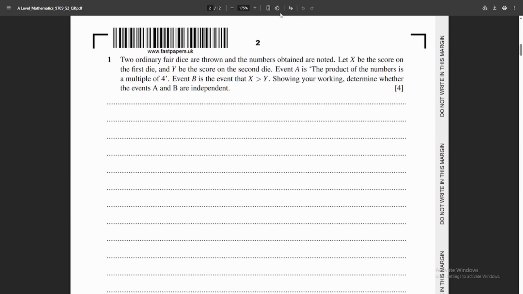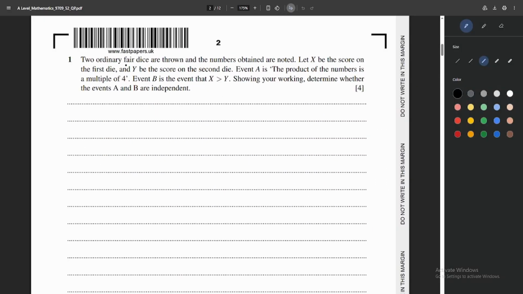So our first question: we have two fair dice that are thrown and the numbers obtained are noted. X is the score on the first die and Y is the score on the second die. Event A is that the product of the numbers is a multiple of 4.